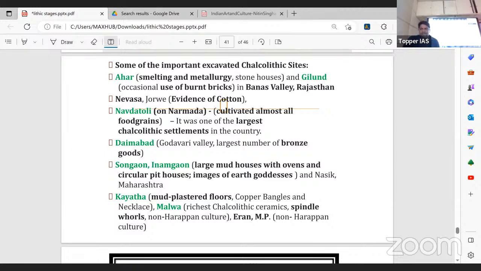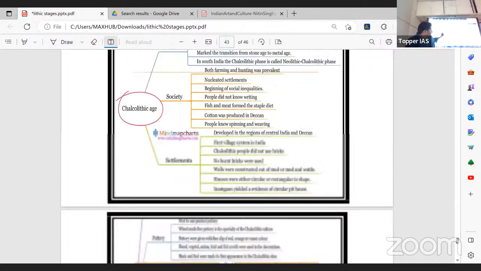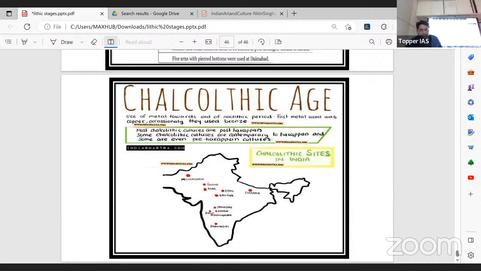So Ahar, Nauda Toli, Daimabad, Songaon, Inamgaon, Kayatha. Just write the names. These are the maps that you can check later on, just for remembering purposes. So these are the sites: Gilund, Ahar, Kayatha, Daimabad, Inamgaon, Songaon, Brahmagiri also, and Chirand.